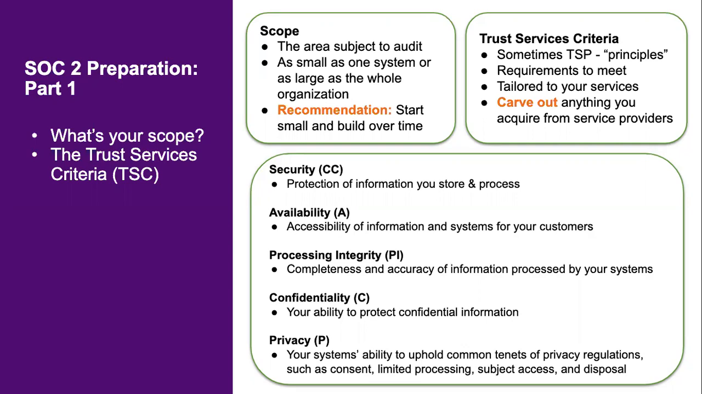Confidentiality, abbreviated with just one C, is the ability of your organization to protect the confidential information that has been entrusted to it. And lastly, and very much growing in importance, privacy, abbreviated P. This is the ability of your systems and your organizational controls to uphold common tenets of privacy regulations.